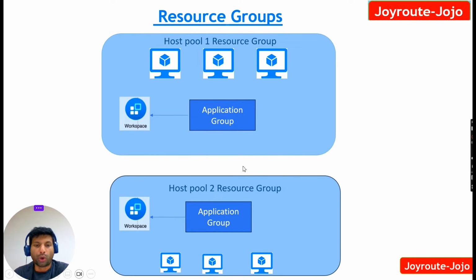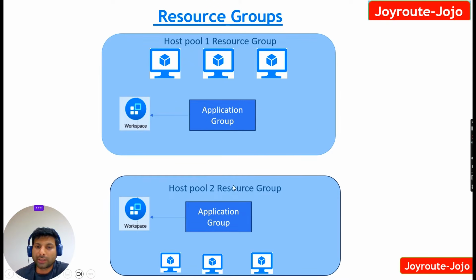When we create a separate host pool, it is in a separate resource group, and we have the session host here, an application group, and a separate workspace is created and attached to each other. So in this scenario, what happens? Let's consider a user who has access to both application groups.